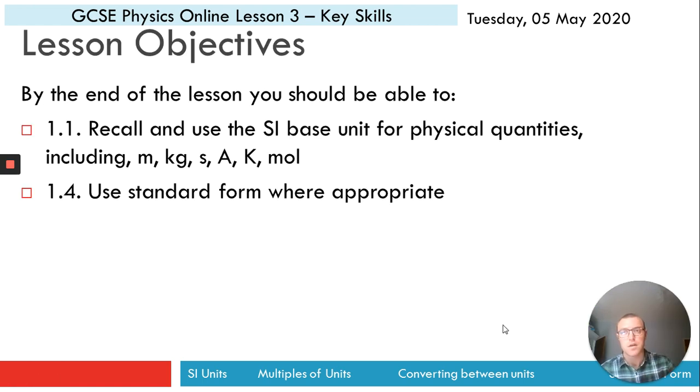Okay, lesson objectives. By the end of this lesson, and you can go back to this slide to check that you've gone over and you understand, and you can do these things, because I've lifted these from the specification points for physics GCSE. By the end of the lesson, you should be able to recall and use the SI base unit for physical quantities, including meters, kilograms, seconds, amps, Kelvin, and moles. And you should be able to use standard form where appropriate.